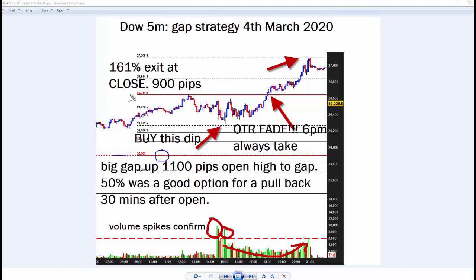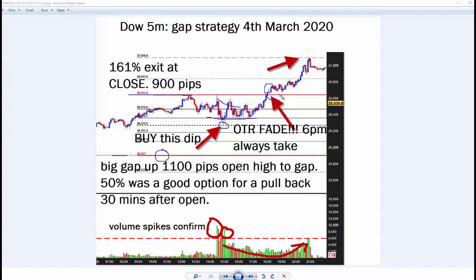25,900. We had a peak about an hour and a half before the open at 26,640, and again we didn't quite hit the 50%. We held this zone and ultimately wound our way. This is 4th of March, the open.